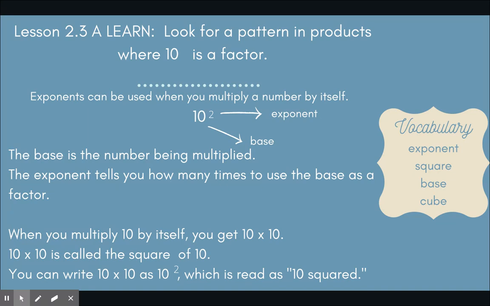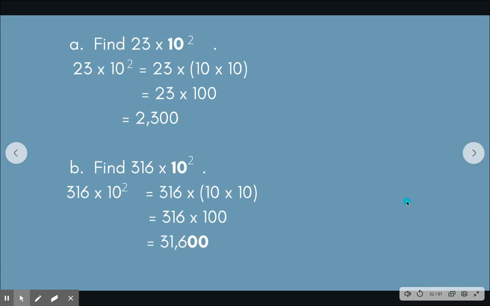When you multiply 10 by itself, you get 10 times 10. 10 times 10 is also called the square of 10. You can write 10 times 10 as 10 with an exponent of 2, which is read as 10 squared. Here are the vocabulary words that you'll need for this section of this chapter: exponent, square, base, and cube. We'll learn about cubes next.